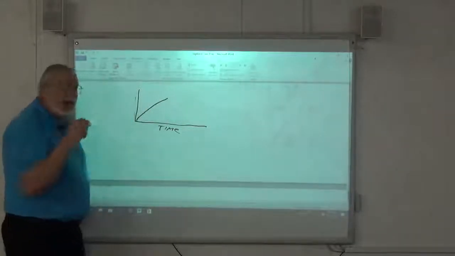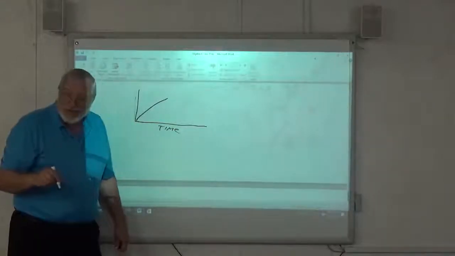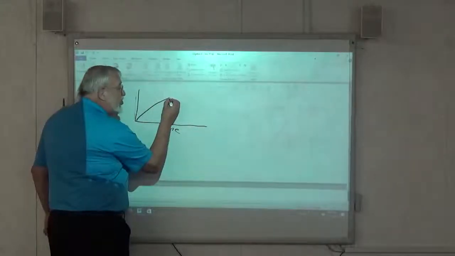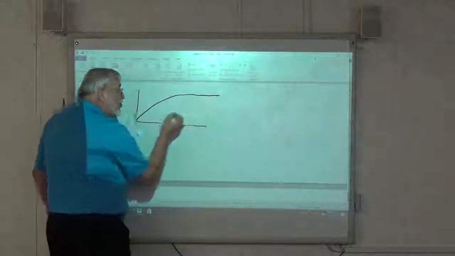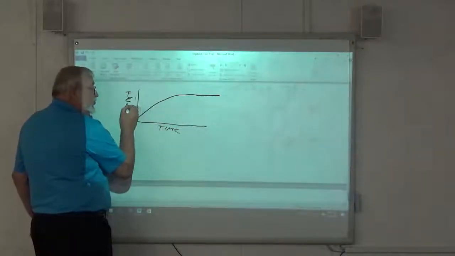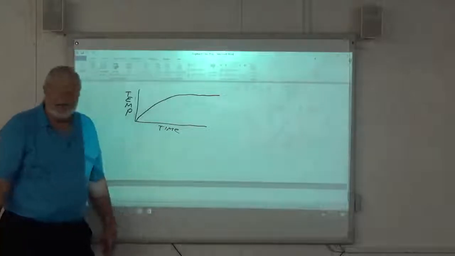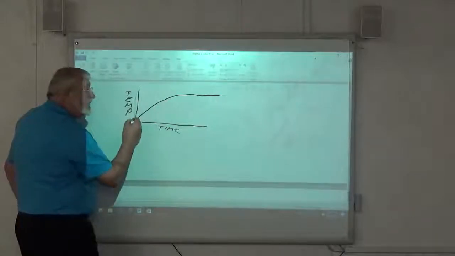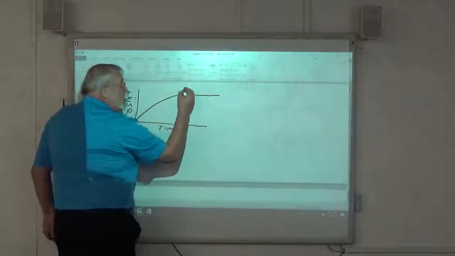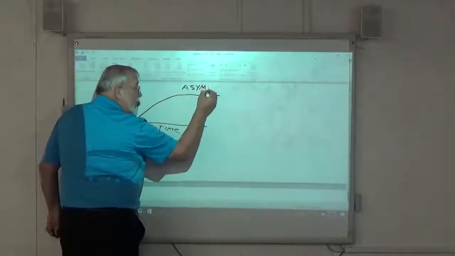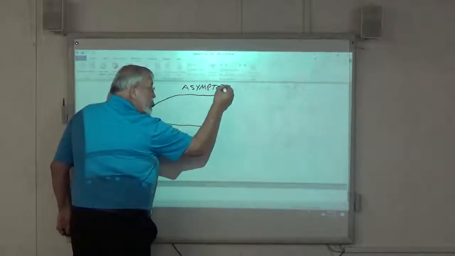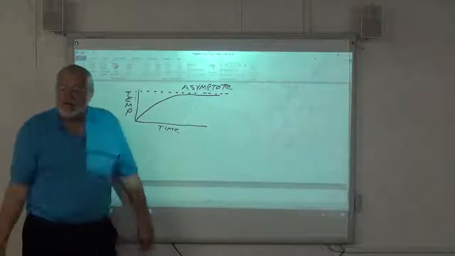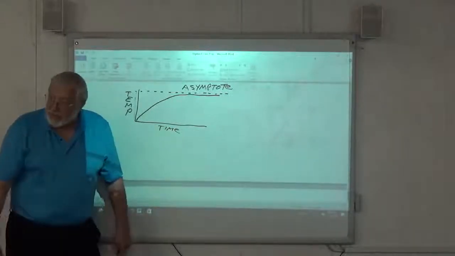Speaking of range, think of the oven. Eventually the temperature is going to level out at whatever you set the thermostat to. So for time and temperature of the oven, eventually it's going to reach a point, and this is called the asymptote. The asymptote is the arbitrary line that the temperature of the oven approaches but never goes over.